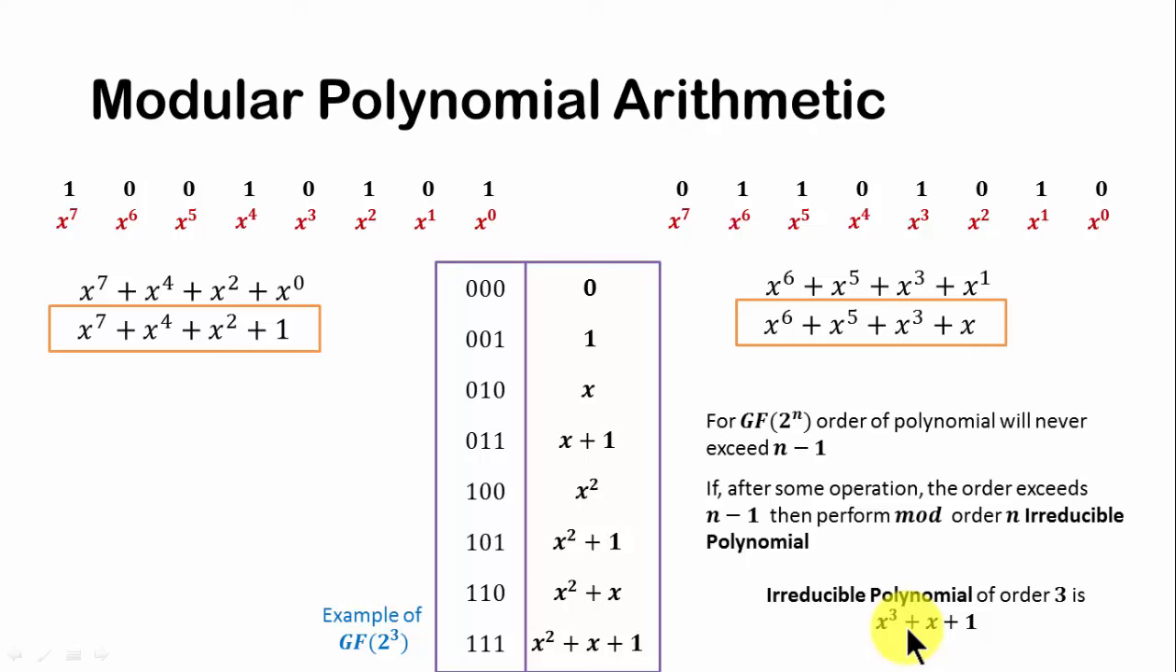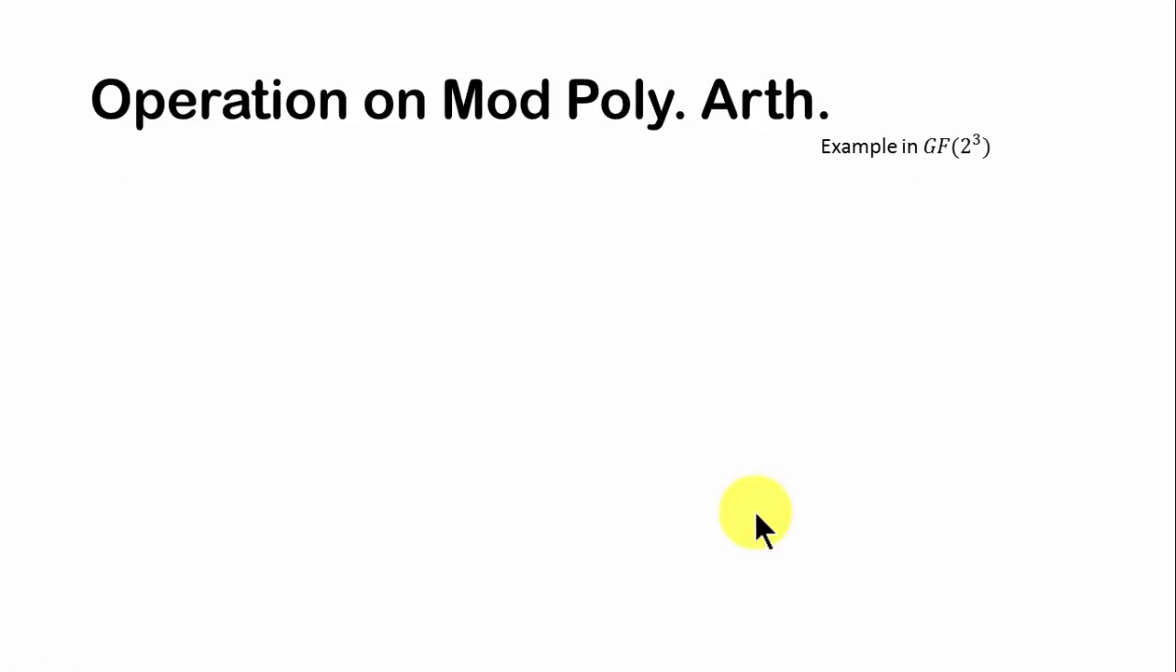Why is it called an irreducible polynomial? Because you cannot represent it as a product of two different polynomials. So you have to perform the mod operation when the polynomial notation exceeds the order of n, and we'll see how to perform such operations.